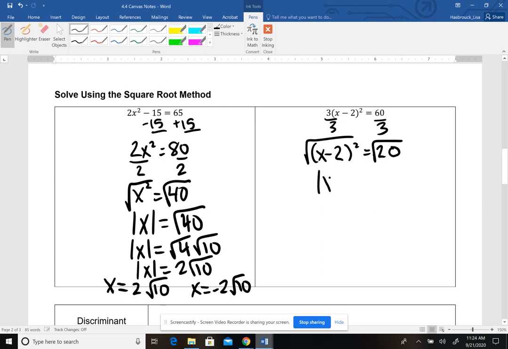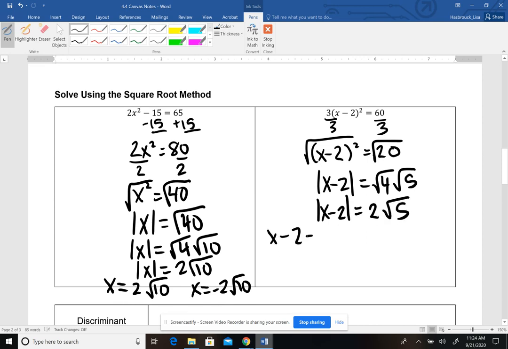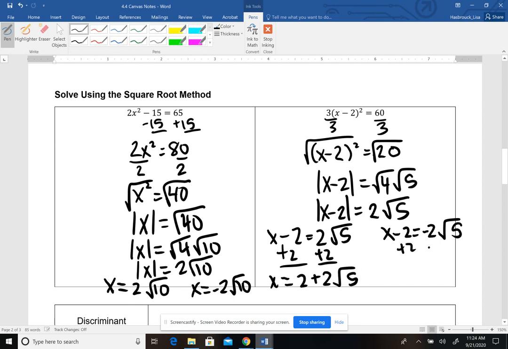So now this becomes absolute value of x minus 2 equals the square root of 20, which can be simplified, square root of 4 times the square root of 5. So the absolute value of x minus 2 equals 2 root 5. At this point, I'll split it up. X minus 2 equals positive 2 root 5. X minus 2 equals negative 2 root 5. We'll add 2 to both sides. These are not like terms, so you have to write it as 2 plus 2 root 5. Same for this other problem. When we add 2 to both sides, it becomes x equals 2 minus 2 root 5.